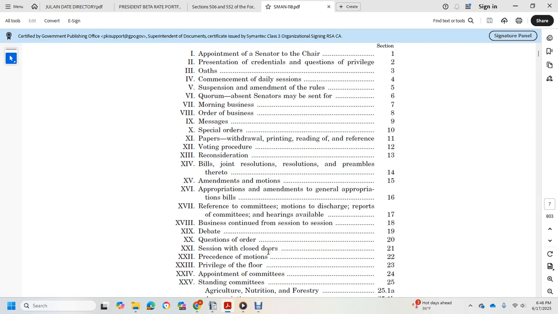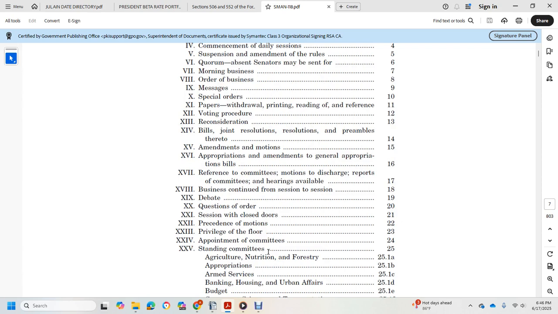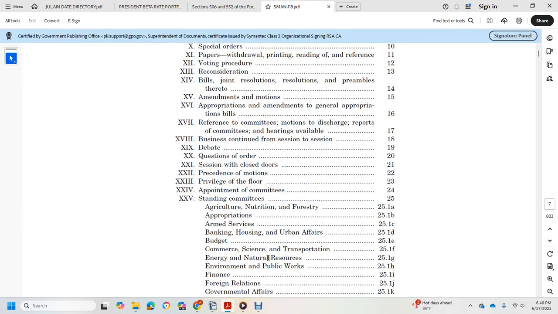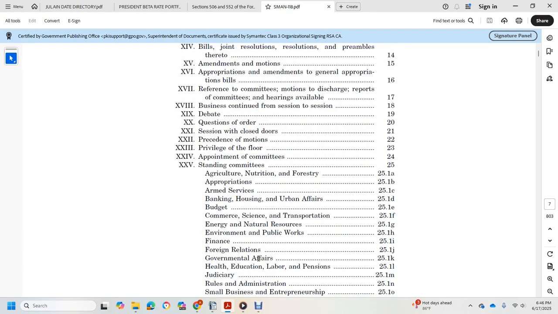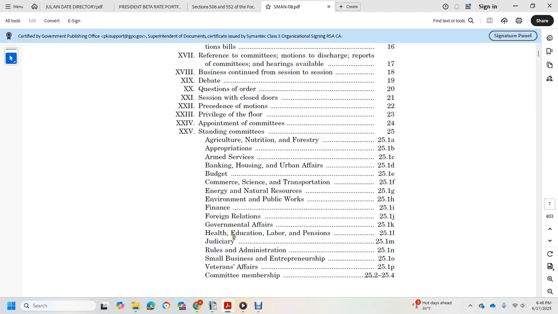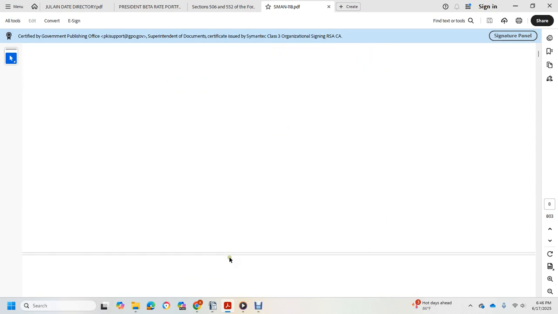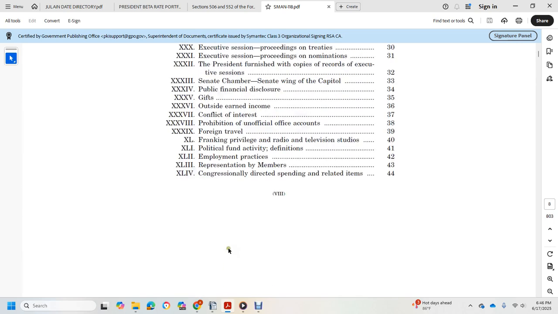precedence of motions, privilege of the floor, abandonment of committee, appointment of committees, standing committees: agriculture, nutrition, and forestry, appropriations, armed services, banking, housing, and urban affairs, commerce, budget, commerce, science and transportation, energy and natural resources, environment and public works, finance, foreign relations, homeland security and governmental affairs, health, education, labor, and pensions, judiciary, rules and administration, small business and entrepreneurship, veterans affairs, committee memberships, committee procedures. Alright, we can read the rest of this.